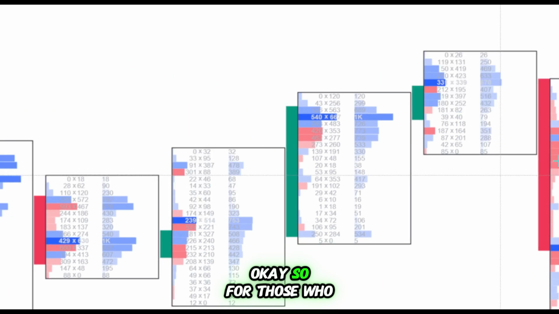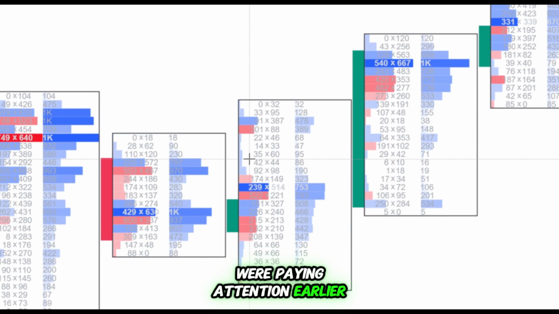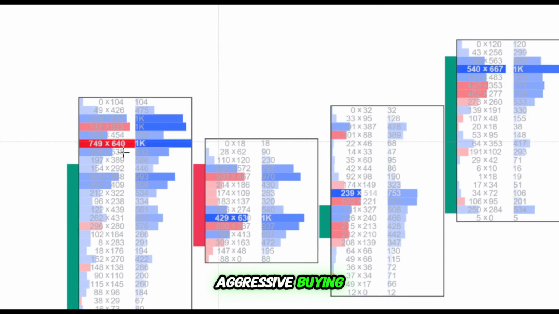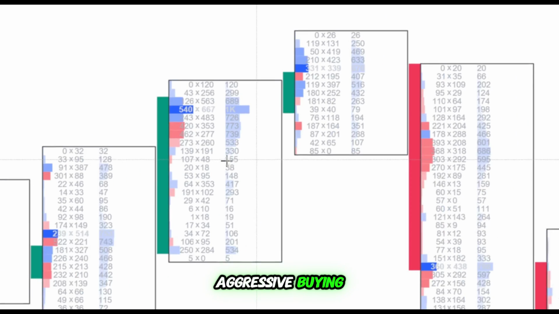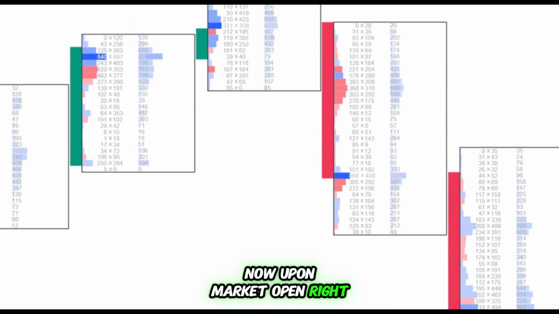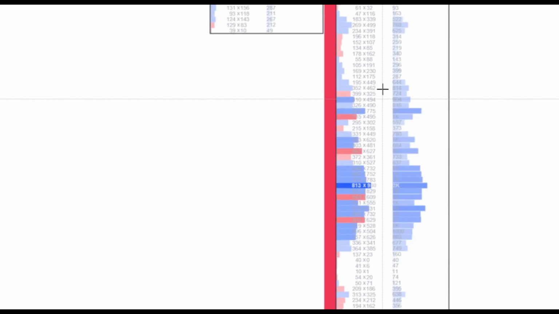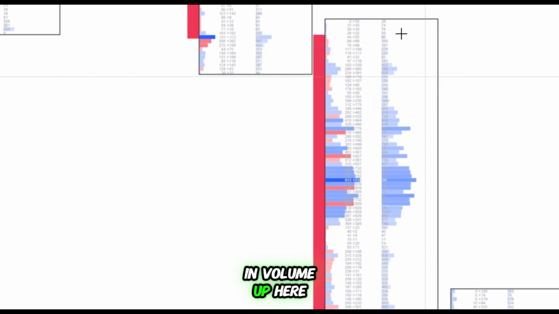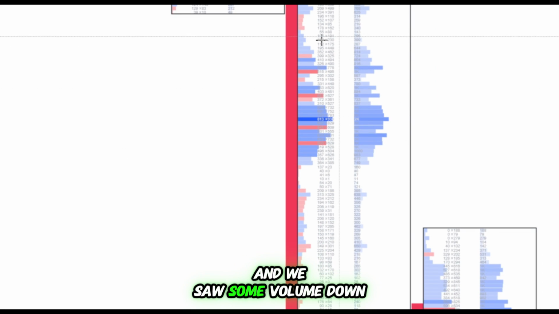Okay, so for those who were paying attention earlier, what we saw over here is a lot of blue delta. So we see a lot of aggressive buying. Now, upon market open, this was the market open down here. We saw the volume shift, right? So we saw a decrease in volume up here, and we saw some volume down over here.